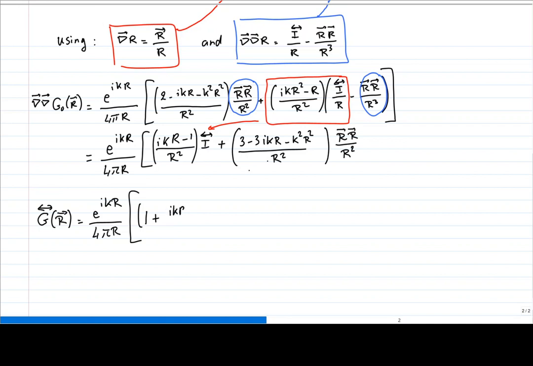So we have ikr minus 1. And then we don't forget the 1 over k squared term from the overall expression. And then we have this tensor. And finally we have this 3 minus 3ikr minus k squared r squared. And then we have this outer product of r over r squared.